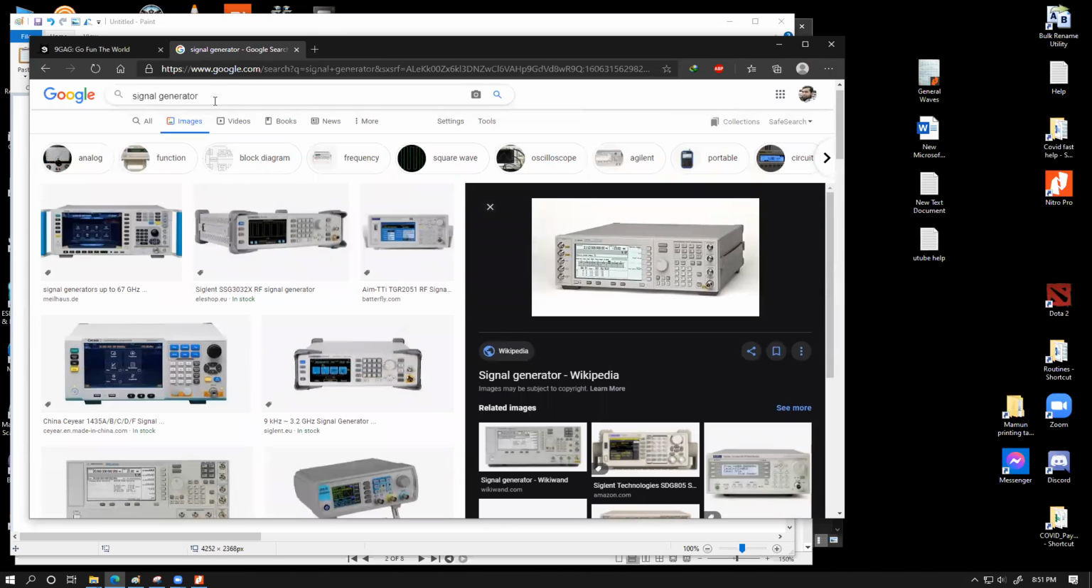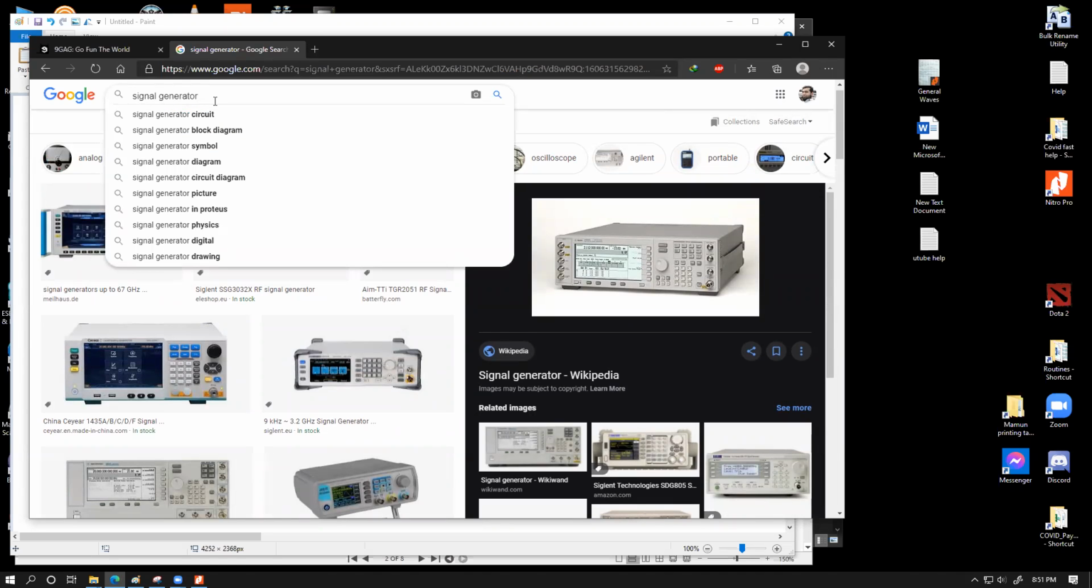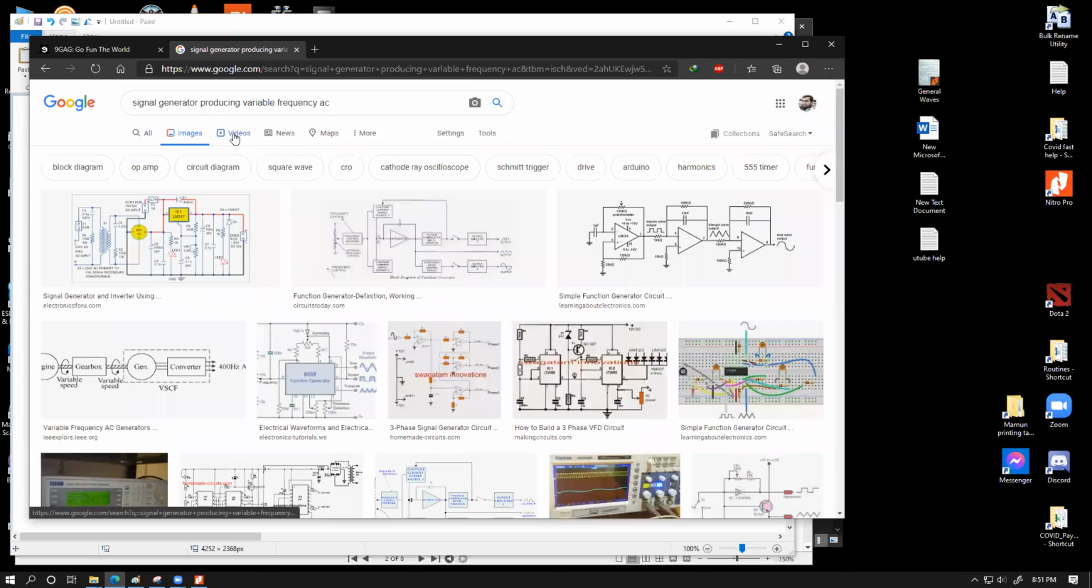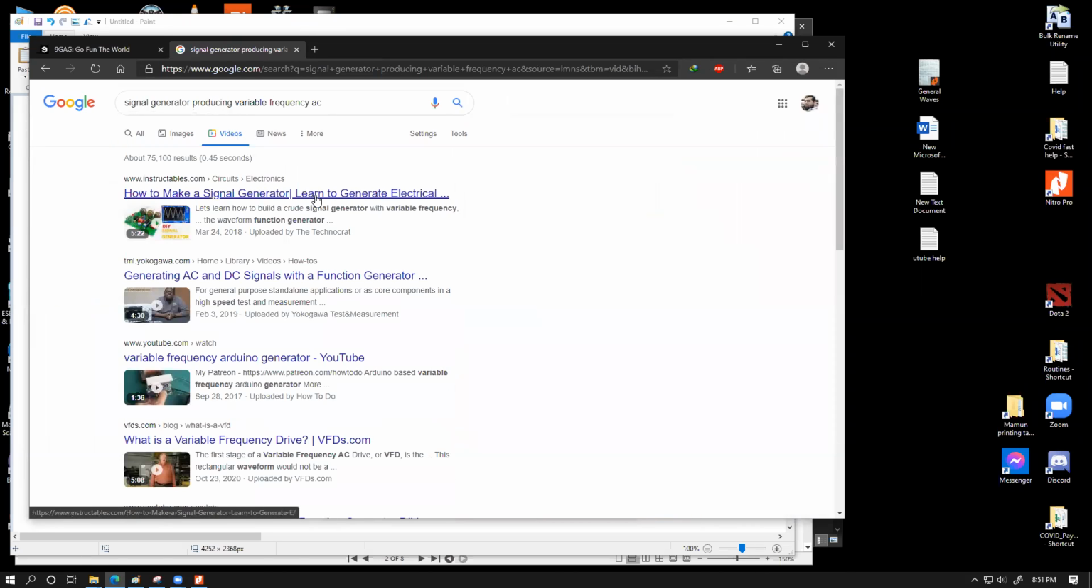Signal generator producing variable frequency AC videos. How to make a signal generator launch its function in the variable frequency AC generator. So can we see that?